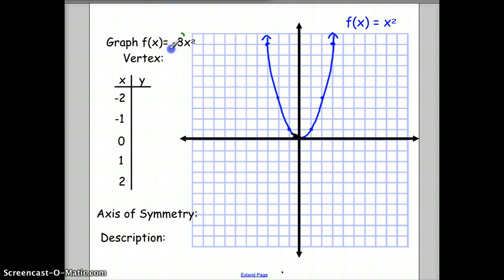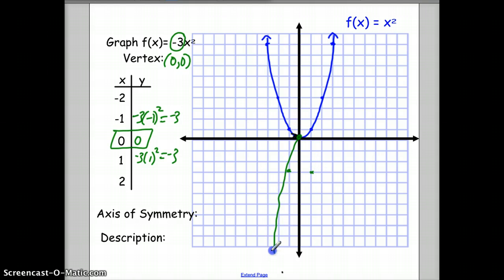If we have a negative 3x squared, if I'm going too fast, have the sub pause this so that you guys can catch up. Vertex is still at 0, 0. That negative 3 doesn't change the vertex, so our table is still going to be at 0, 0 in the center, and we're going to choose the values around it, like negative 3 times negative 1 squared. So that's going to be negative 3. Negative 3 times 1 squared, negative 3. Did you guys remember that a negative out in front of the x squared would flip it, reflect it over the x-axis? So 0, 0, negative 1, negative 3, positive 1, negative 3, and the negative 12 way down here.